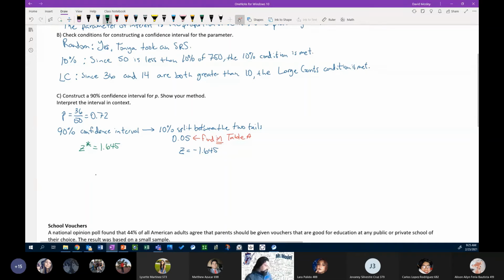Okay. I'm gonna add a thing in here. So one thing I want to add to this here, the method we're using, right, is the one sample z interval for a population proportion.